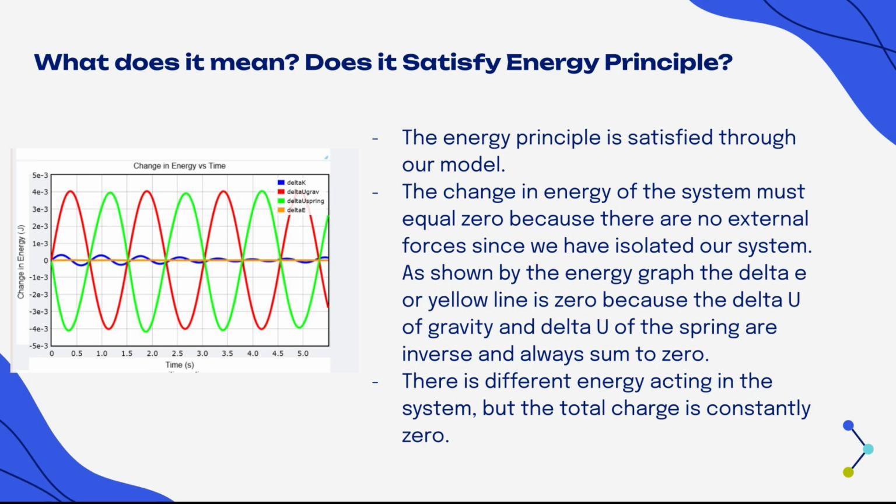So what does it mean? Does it satisfy the energy principle? It definitely does satisfy the energy principle. As you can see, the change in energy of the system equals 0, which is what is required to satisfy the energy principle. There are no external forces since we isolated our system. So as shown by the energy graph, the delta E or yellow line is 0 because the delta U of gravity and the delta U of the spring are inverse and always sum to 0.